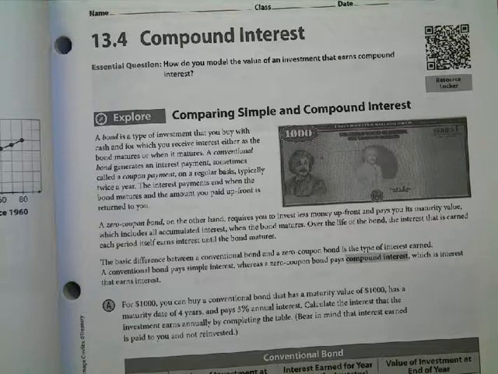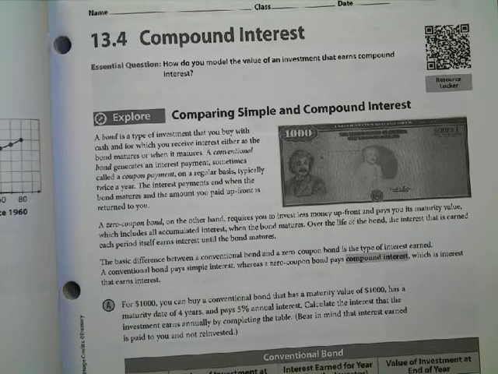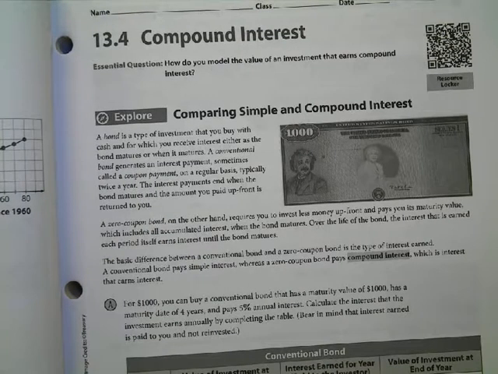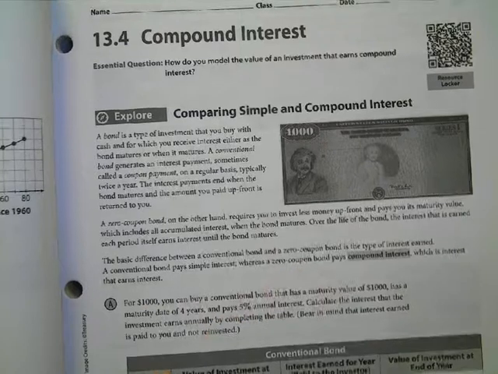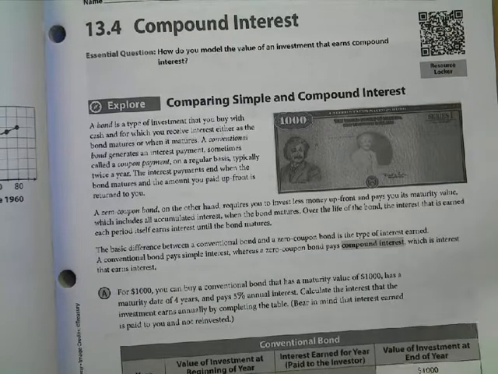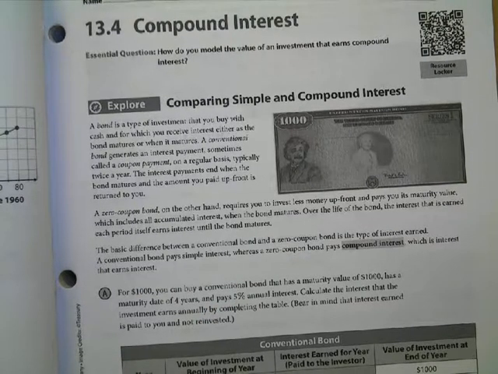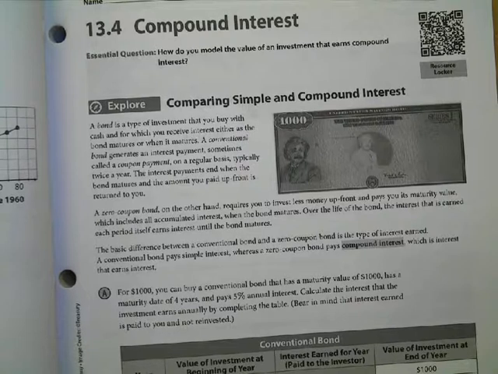Over the life of the bond, the interest that is earned each period itself earns interest until the bond matures. Okay? So the difference here, basic difference, is the type of interest earned. A conventional bond pays simple interest, whereas a zero coupon bond pays compound interest, which is interest that then earns interest. Okay? So let's take a look here at an example.